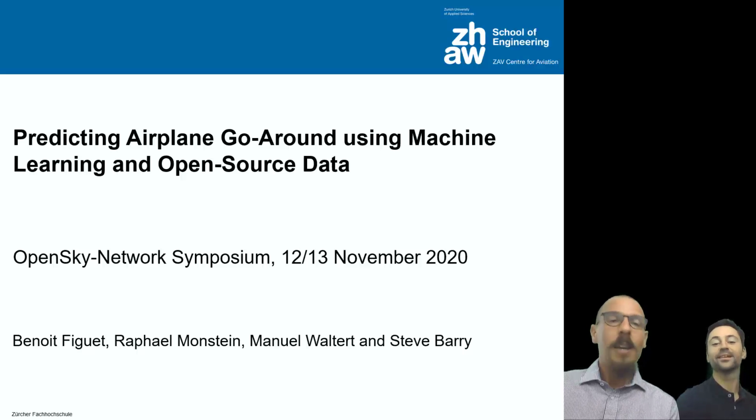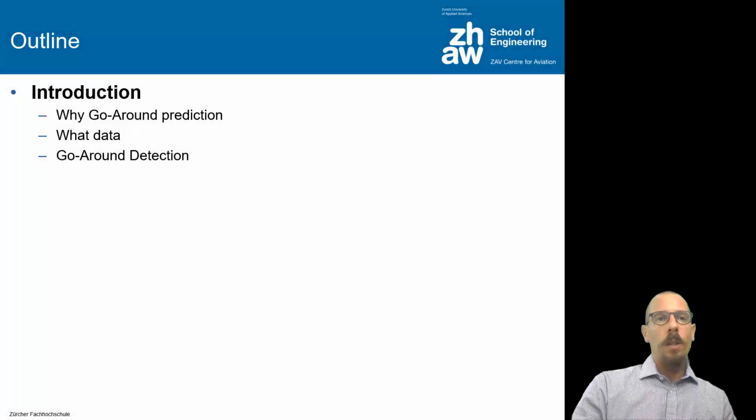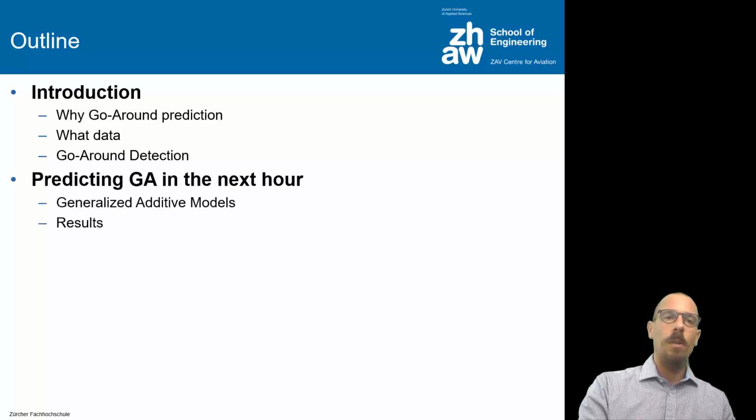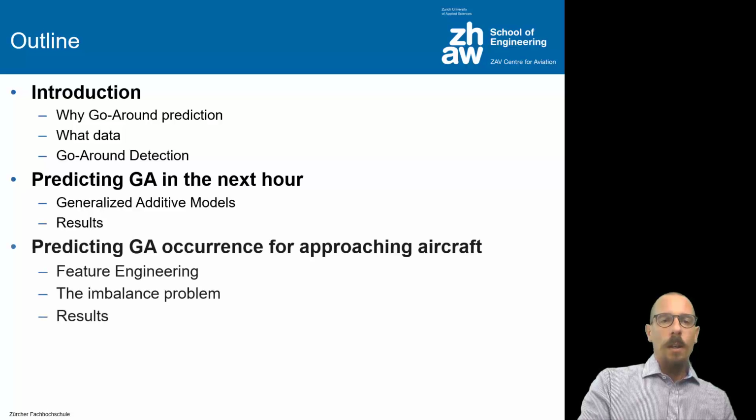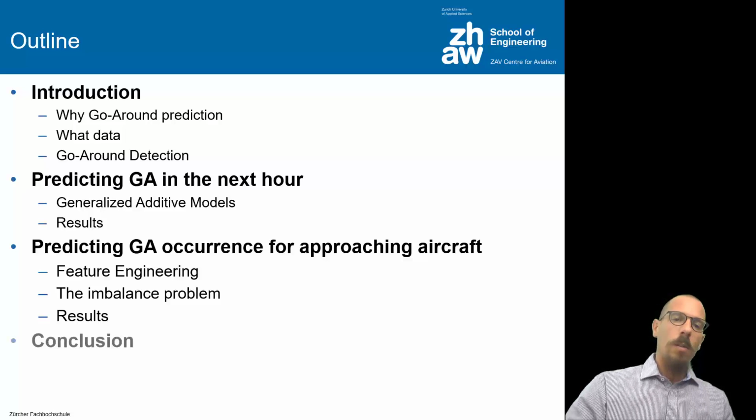I'm Benoit Figuet. And we will be talking about predicting go-arounds using machine learning and open source data. We will start with an introduction into the topic, and then we will talk about predicting go-arounds in the next hour. And then we have a second model which we'd like to discuss with you, which is predicting go-around occurrences during the approach. And we will end with a conclusion.